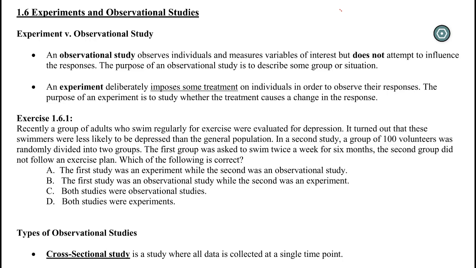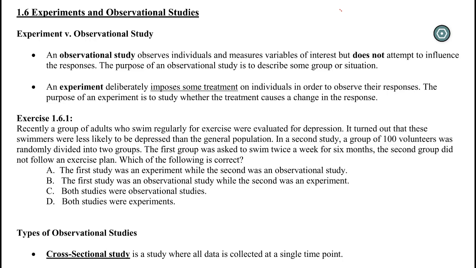The first difference is in what is actually done. In an observational study, all we do is observe individuals and measure whatever our variables of interest are. So this can be having people answer questions, taking their weight, having them run a mile and measuring how fast that happens. But all we're doing is measuring them. We're not trying to impact any sort of response variable. We're not saying that this will influence that, and we're not trying to make that happen.